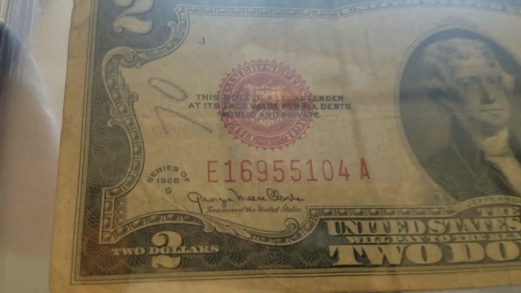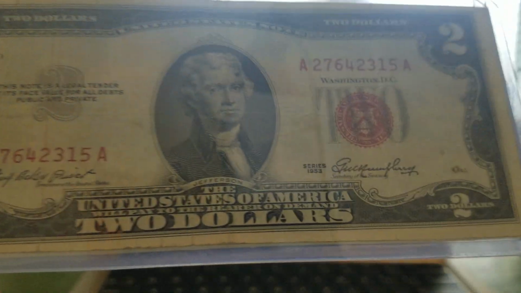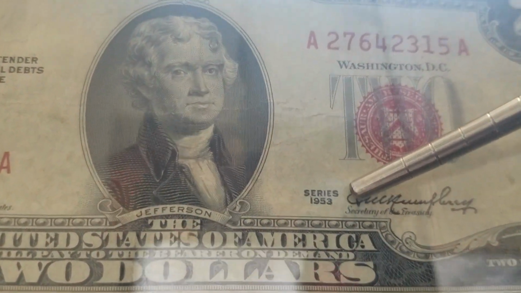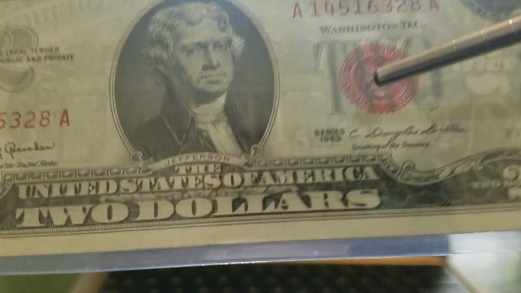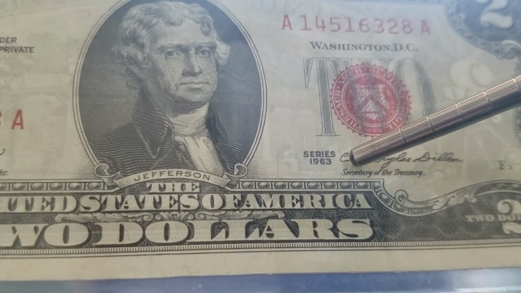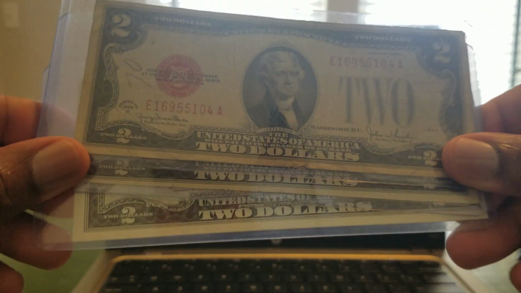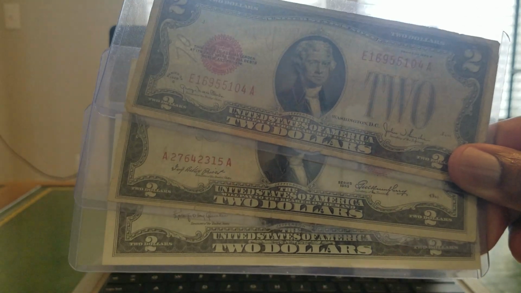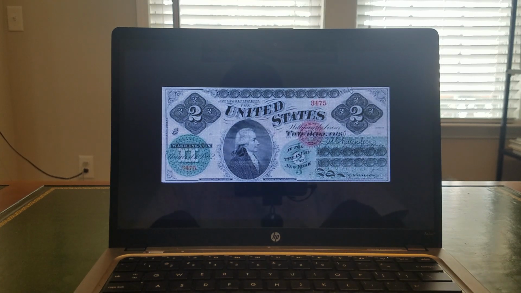They were printed in series year 1928, 1953, and in 1963. So we have these notes. This currency type had these 3 series years printed: 1928, 1953, and 1963. All right.